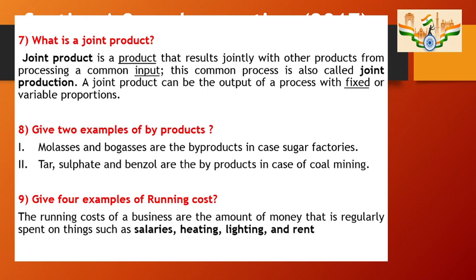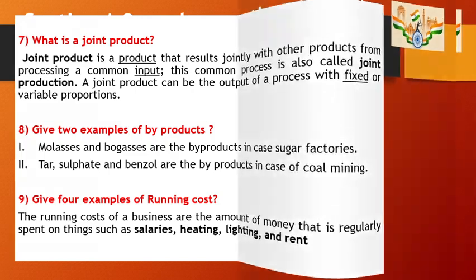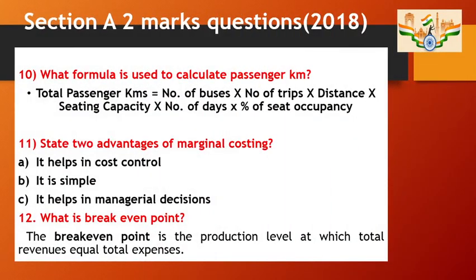Give 2 examples of byproducts. Molasses and bagasse are the byproducts in case of sugar factories. Tar, sulfate and benzol are the byproducts in case of coal mining. Give 4 examples of running cost. The running cost of a business are the amount of money that is regularly spent on things such as salaries, heating, lighting and rent. What formula is used to calculate passenger kilometers? Total passenger kilometer equals number of buses into number of trips into distance into seating capacity into number of days into percentage of seat occupancy.